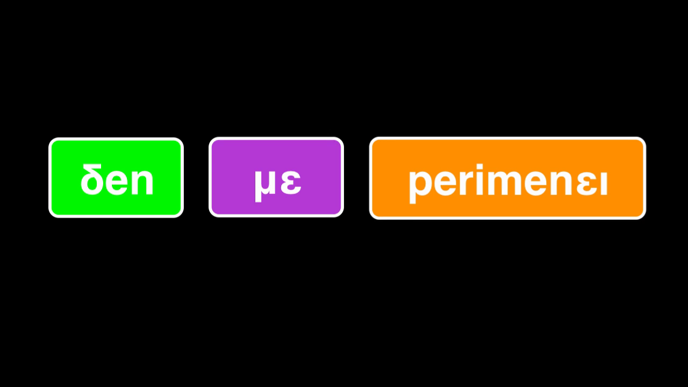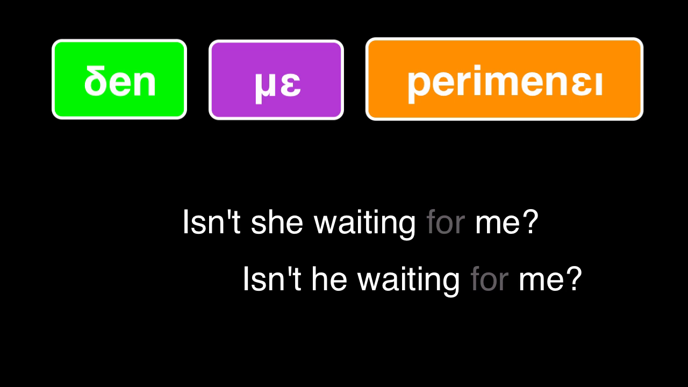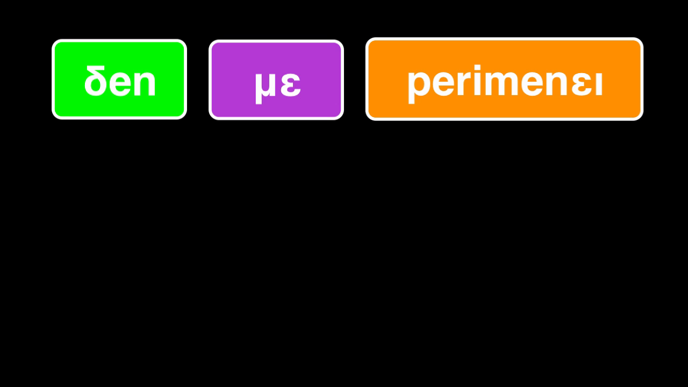She's not waiting for me. So this me wants to come just before the verb. What will come first is the not. So, not, she's waiting for me, he's waiting for me. Δεν με περιμένει. Very good. Then me perimeni. Isn't she waiting for me? Isn't he waiting for me? Δεν με περιμένει. Well done.